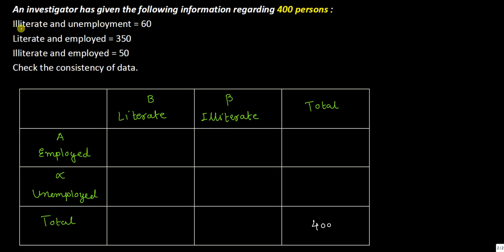Okay, literate and unemployed. Literate is B, and unemployed means alpha. So literate and unemployed means alpha B. Alpha B is equal to 60.